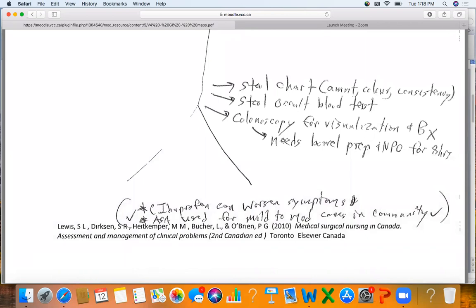This is an occult blood test. So if you weren't sure if they had blood in the stool, sometimes it's really obvious. If it's not obvious, we send stool to test to see if there is blood in it. If they're getting a colonoscopy, as a nurse, you need to be aware that they need to be NPO for a period of time before that test. They might need bowel prep to empty out the bowels completely before that test.